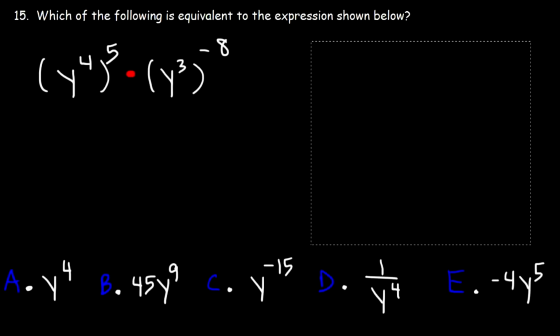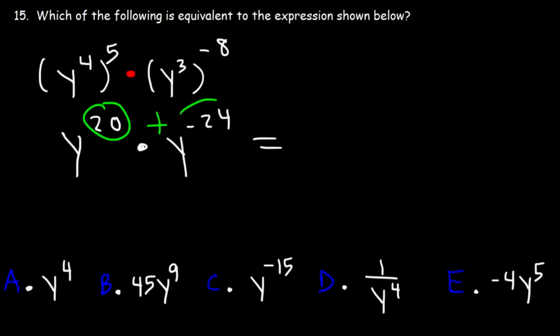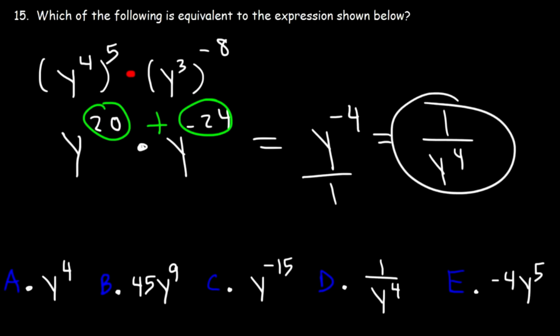So now let's work on this example. So y to the 4th raised to the 5th. Whenever you raise one exponent to another, you need to multiply. 4 times 5 is 20. Now 3 times negative 8 is negative 24. And now that we're multiplying 2 common bases, we need to add the exponents. So 20 plus negative 24, that's equal to negative 4. And since we have a negative exponent, we need to move the y variable to the bottom. So therefore, the final answer is 1 divided by y to the 4th. So D is the right answer.